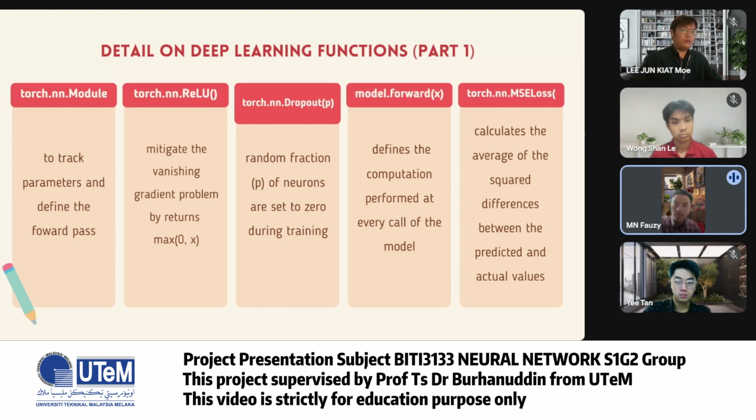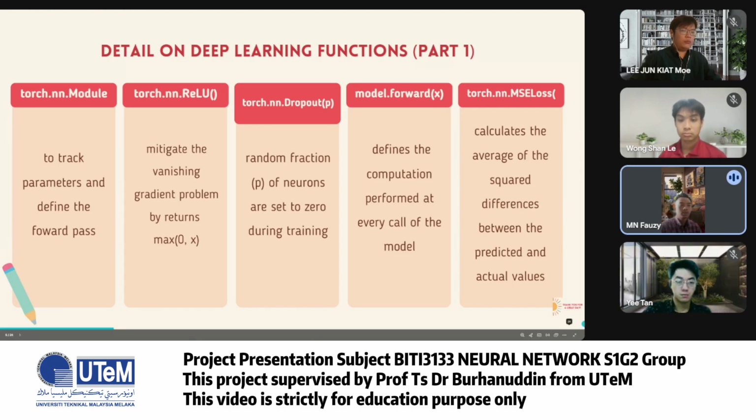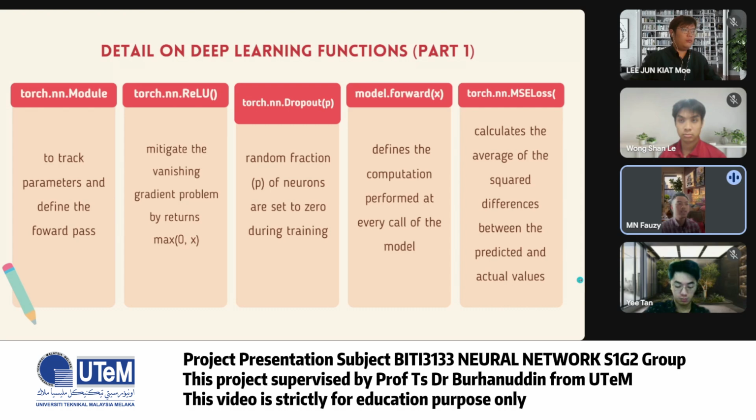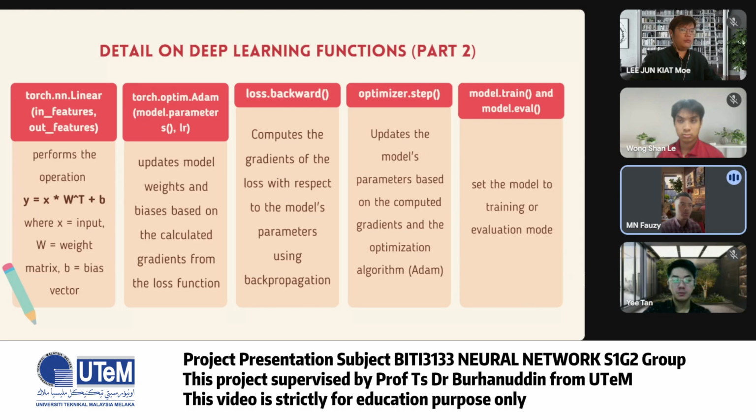Next is torch.nn.Dropout. We use this one to set a random fraction P of neurons to 0 during the training. Next is model.forward. This one we use to define the computation performed at every call of the model. Next is torch.nn.MSELoss. This is the loss function, which computes the mean square error between the predicted and the actual value. This is to minimize the value during training.